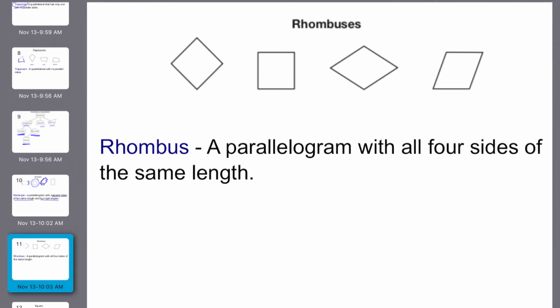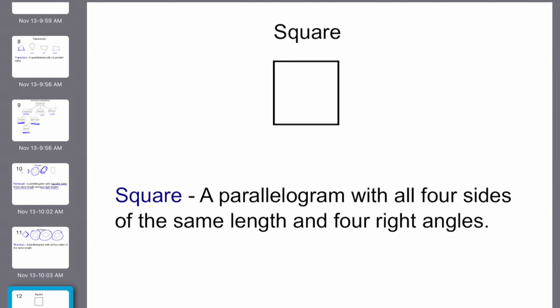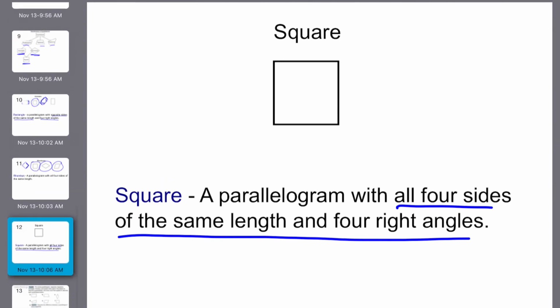A rhombus is a parallelogram with all four sides of the same length. So all four of these sides would be the same in length. It does not need to have right angles. For example, this shape and this shape have four sides of the same length, but do not have right angles. That means a square is also considered a rhombus. And then square. It is a square with all four sides of the same length and four right angles. It needs both of those to be true in order to be a square.